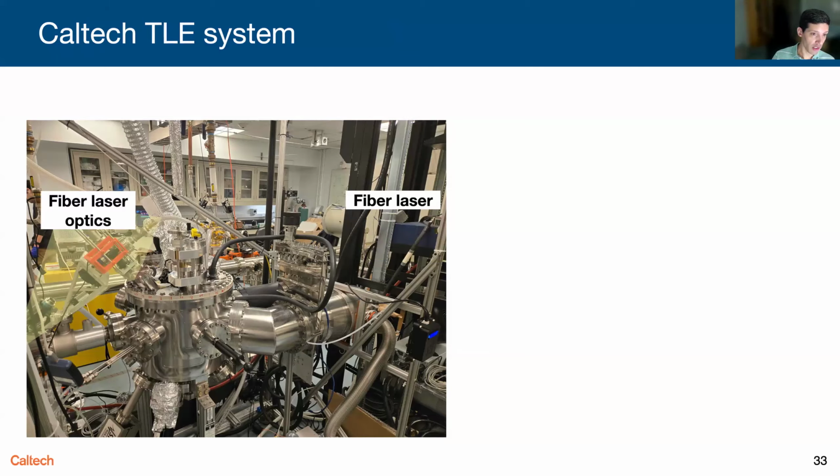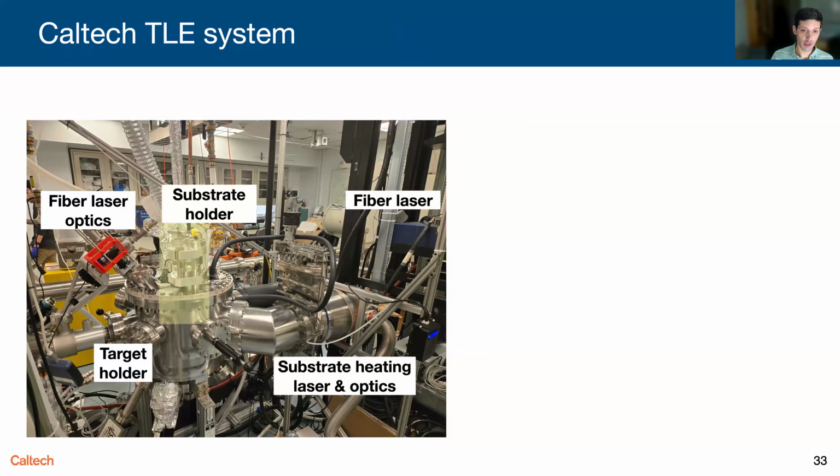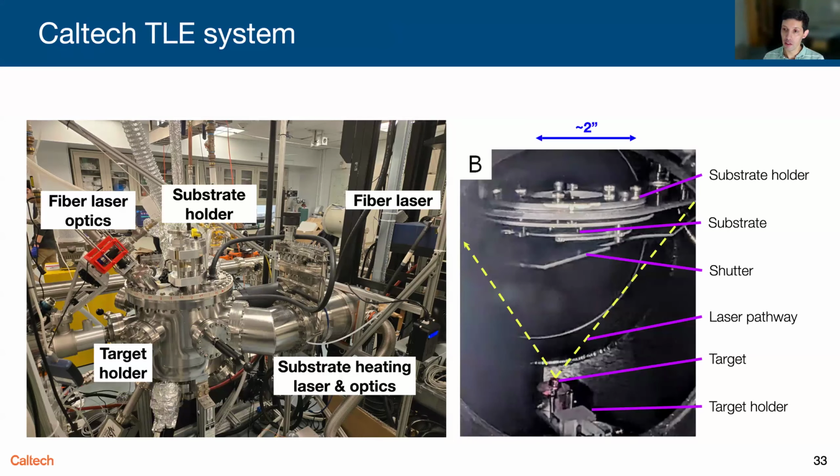This is the beam delivery system, which gets the beam into the chamber. We also have substrate laser heating using a CO2 laser for heating the growth substrate. This is a target holder and the substrate holder. Inside, it looks like this. Our system is designed for centimeter scale chips, owing to the substrate laser heating approach. The yellow line is the target heating laser, and the target you can see at the bottom of the image there.